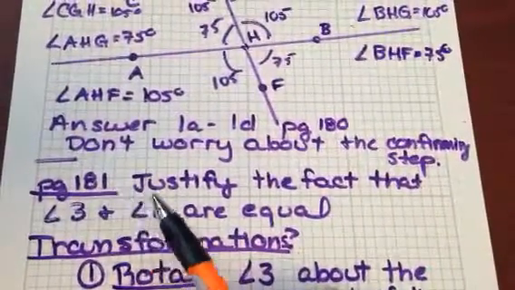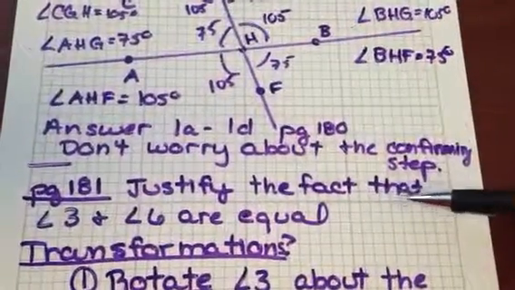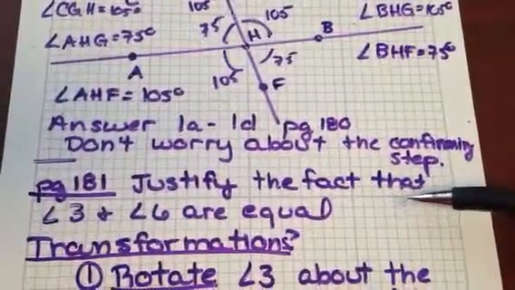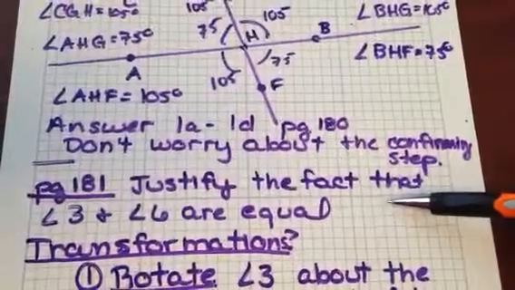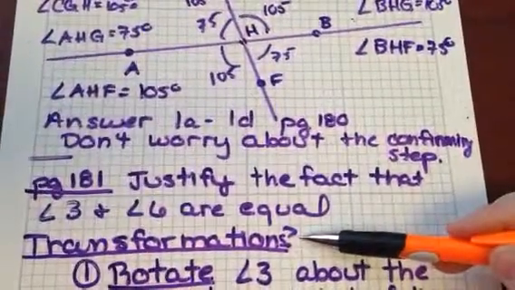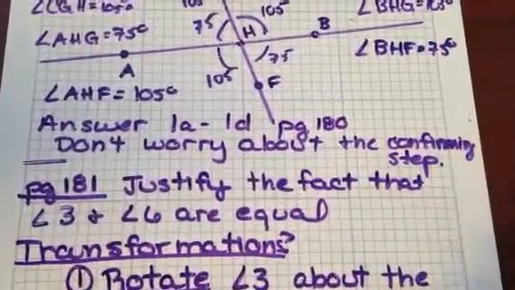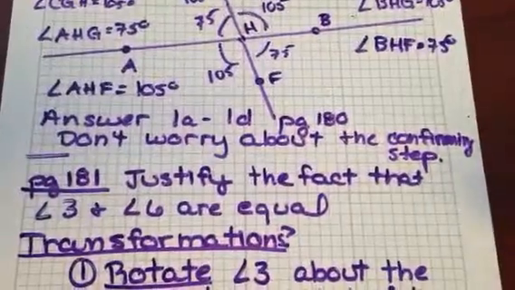Now on page 181, they ask you to justify, not for this picture, for the picture that's on 181, so you want to look at your book. They want you to justify the fact that the angles 3 and 6 are equal, and they want you to do that by saying what transformations you would use. Now remember, transformations is just how things are changed or moved.